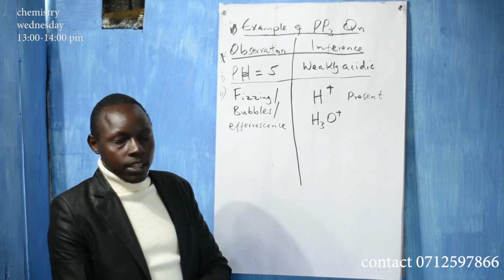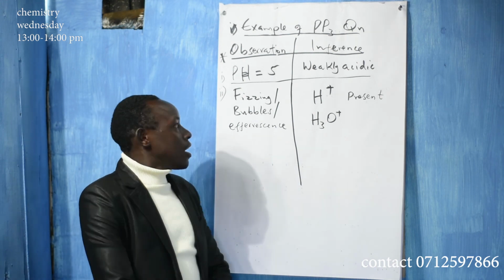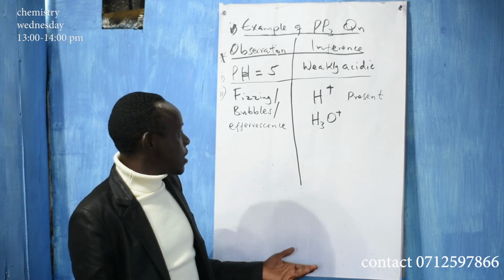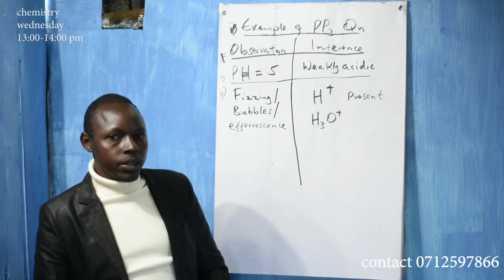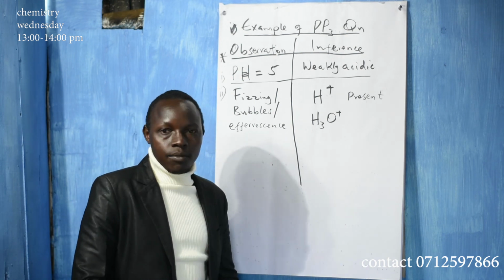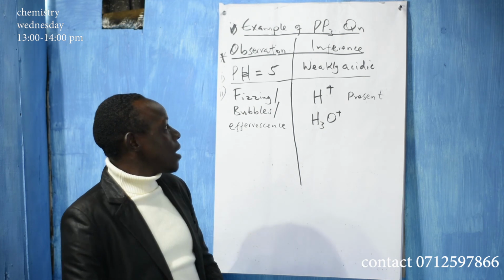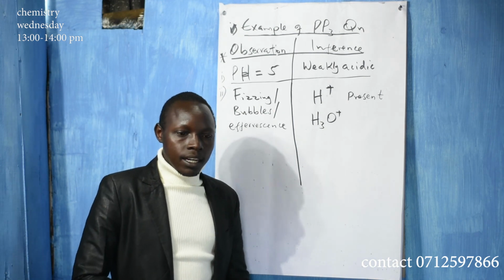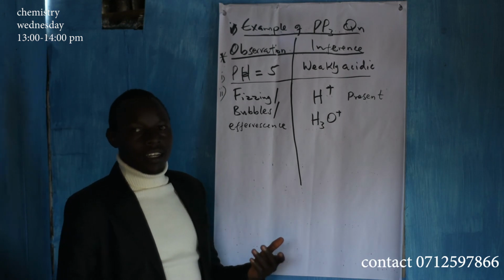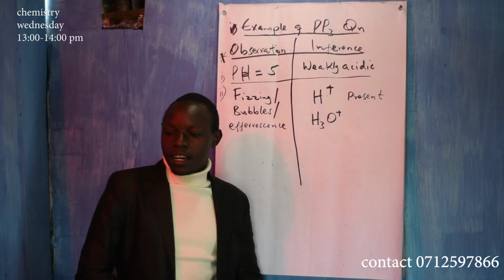So you can read more in your Form 4 textbook. There are more discussions maybe I did not mention, but most importantly, this is what we have for alkanoic acids. So maybe we will do detergents and the polymers at a later discussion.